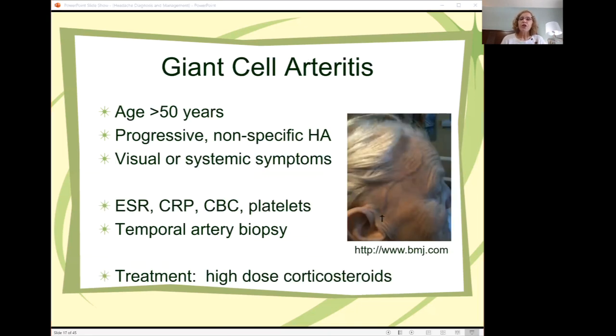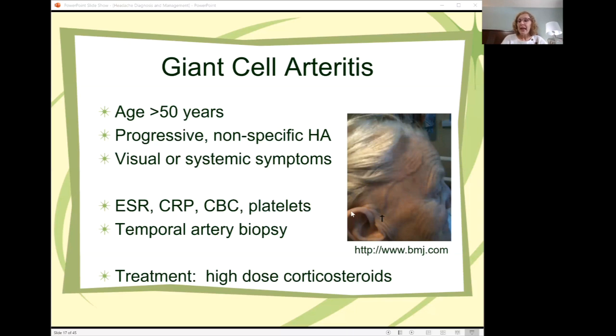Giant cell arteritis or temporal arteritis is an inflammation of the medium and large vessels. Headache is the most commonly reported symptom of patients with giant cell arteritis. It's the presenting symptom in 35% of biopsy-confirmed giant cell arteritis. The headache can be either unilateral or bilateral, and it generally has non-specific characteristics. So giant cell arteritis should be suspected in all new onset headache patients that are over the age of 50.